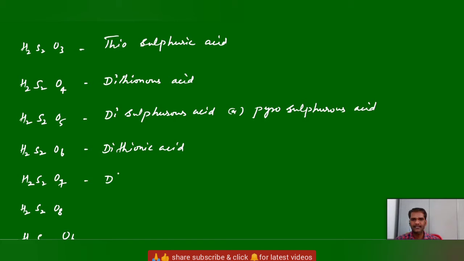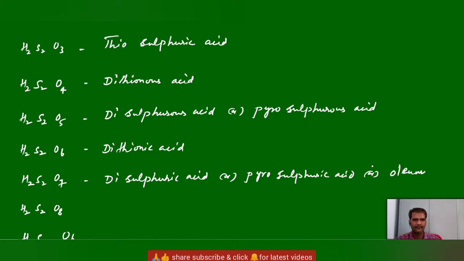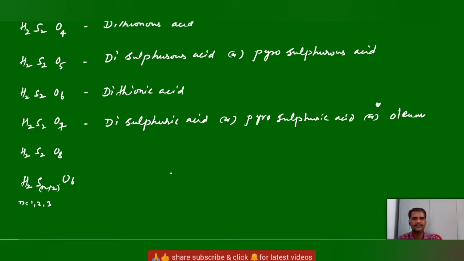H2S2O7, this is called disulfuric acid, or it is also called pyrosulfuric acid, or we can call this oleum. All these are very important. Pyrosulfuric acid, disulfuric acid, or oleum. So very important. Oleum.